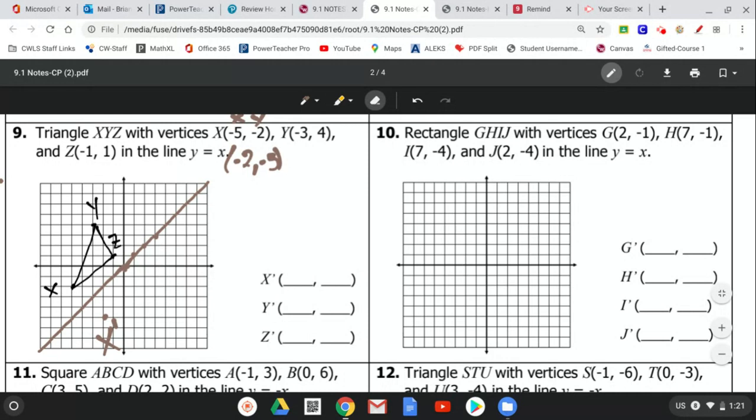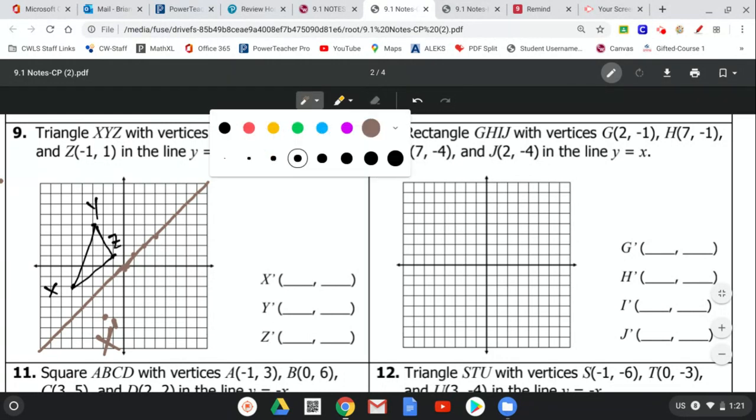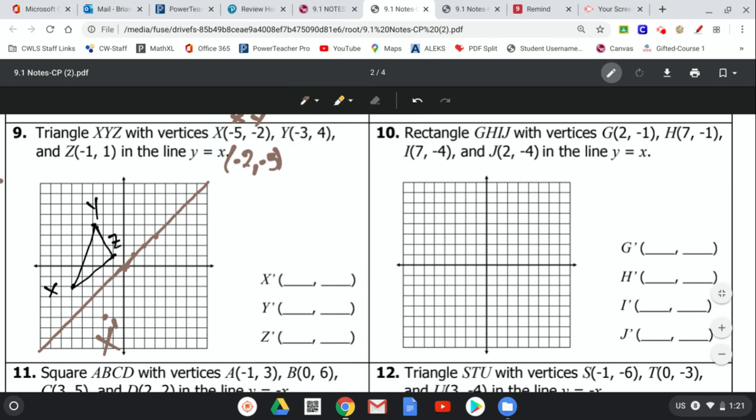So that's what we have to do for these. When we're solving these, we just switch the x and y coordinates. So for y, it's going to be 4, -3. So for y, we're going to go over 1, 2, 3, 4, down 1, 2, 3. That's going to be our y prime value, okay? Last one is z. We're just going to switch it up and make it 1, -1. All right, so 1, -1 is going to be right there.